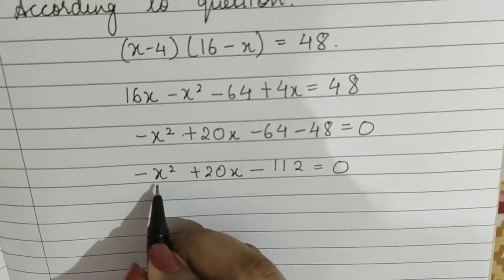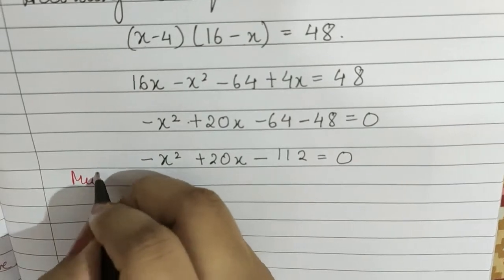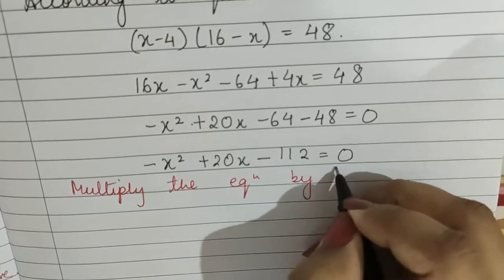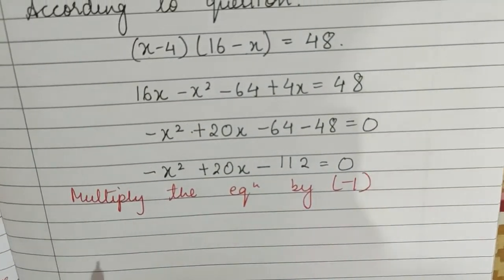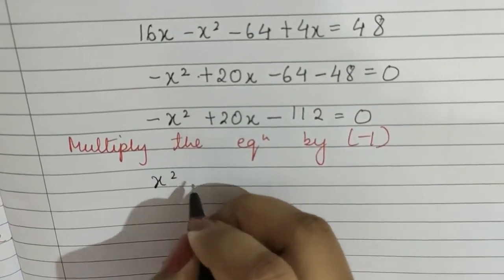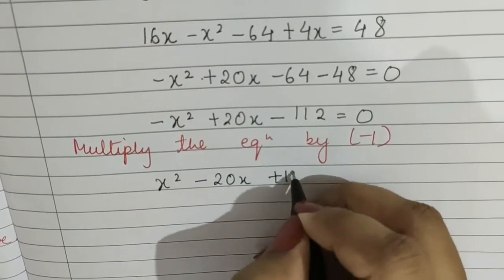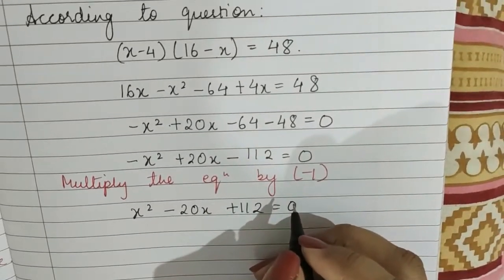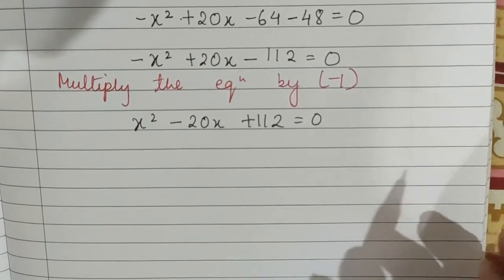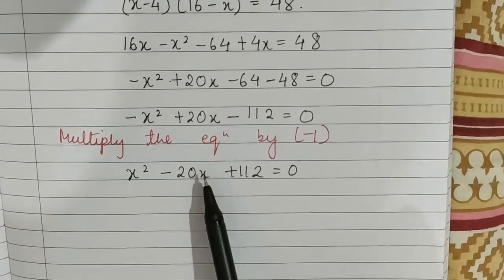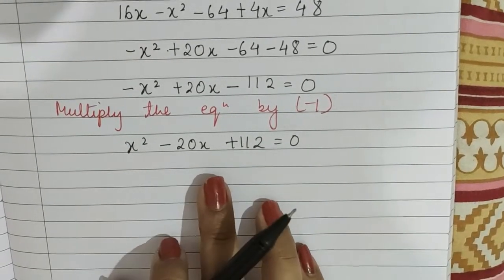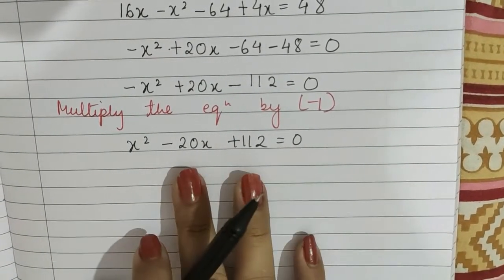Now we have the coefficient of x square as minus 1. So let us multiply the equation by minus 1 so that we can get rid of the negative coefficient of x square. So we will get x square minus 20x plus 112 equals 0. Now from here we have to determine whether the situation is possible or not. First we are going to determine whether the roots of this quadratic equation are real or not. So how do we do that?